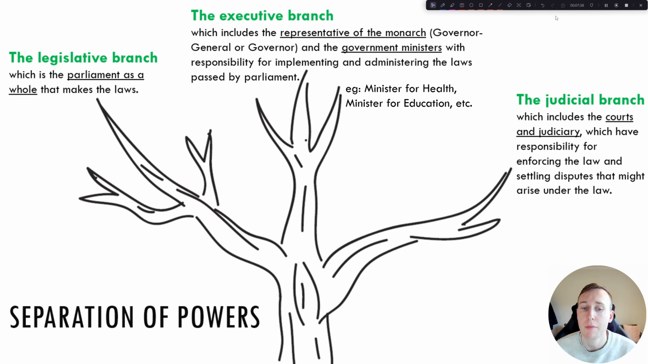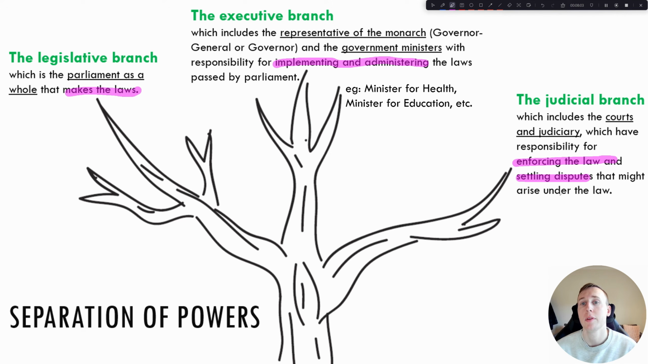In Australia, we have three main branches of power. We have the people that make the law, which is known as our legislative branch. We have the executive branch. These are people responsible for implementing and administering the laws, like our Minister for Education or Minister for Health. And lastly, we have the people that are there to enforce the law and settle the disputes.